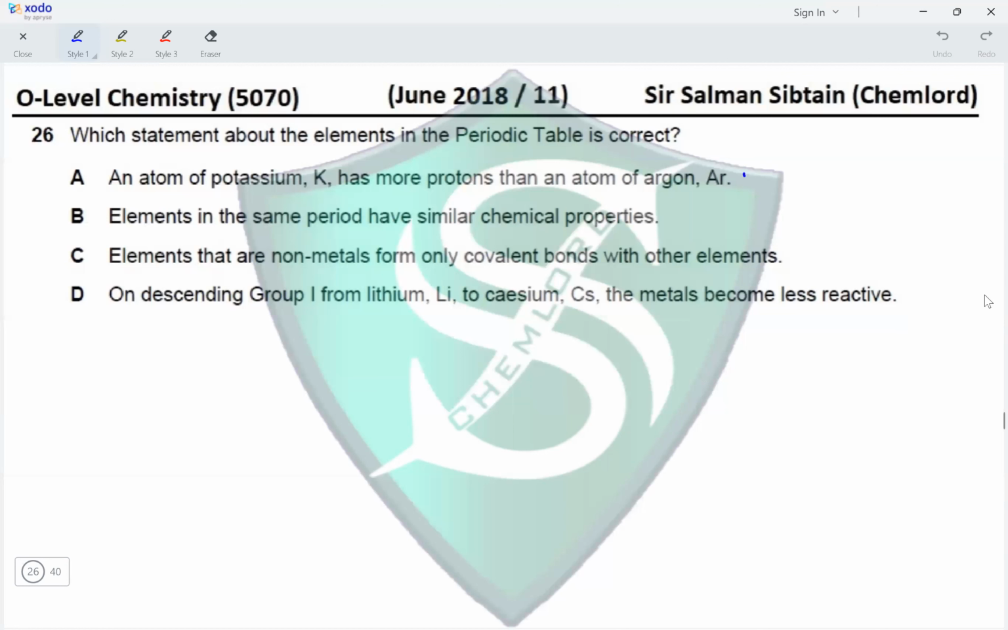So this is correct. Elements in the same period have similar chemical properties. No, they have different chemical properties. Elements that are non-metals form only covalent bonds with other elements. Example, fluorine. Fluorine forms an ionic compound with sodium, NaF. So this is incorrect. On descending group 1 from lithium to cesium, the metals become less reactive. No, reactivity of metals increases down the group. So this makes option A the correct option for this question.